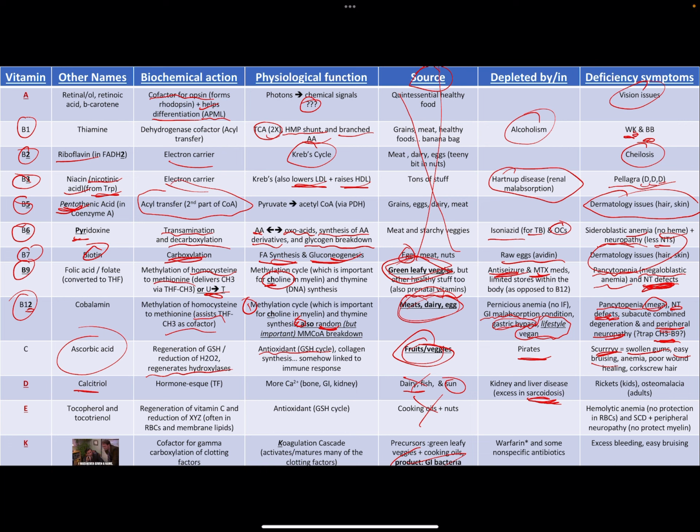If you're deficient, though, you could get rickets. You have bow legs as a kid, and then you just have bad bones, osteomalacia, as an adult.